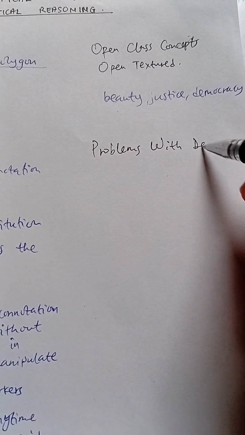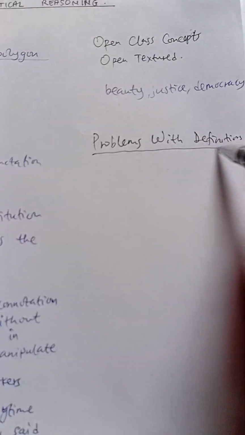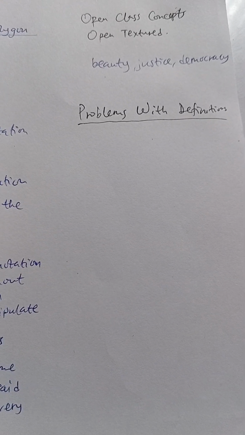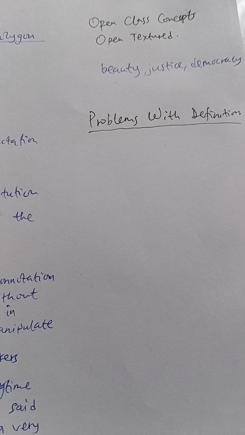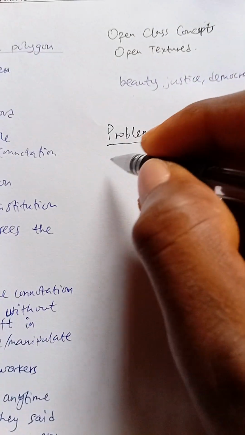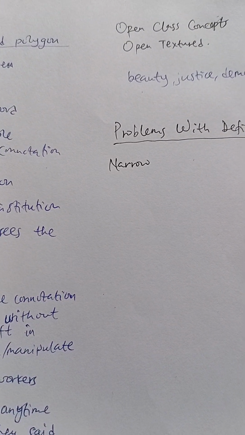Problems with definitions. A definition can be too broad, can be too narrow. It can also be what? Circular, and it can be vague. So let's take them one by one. A definition can be too narrow.